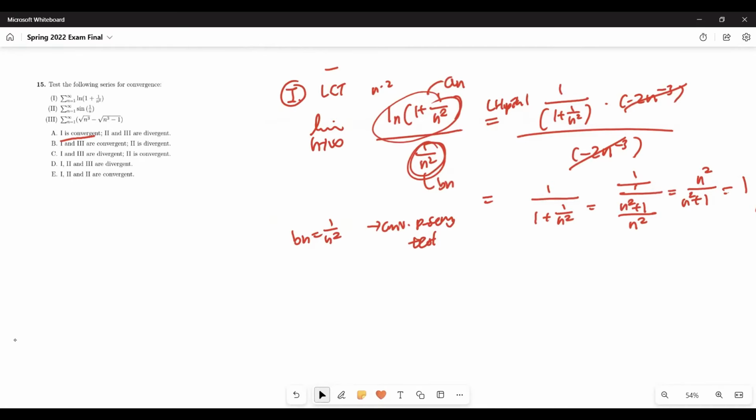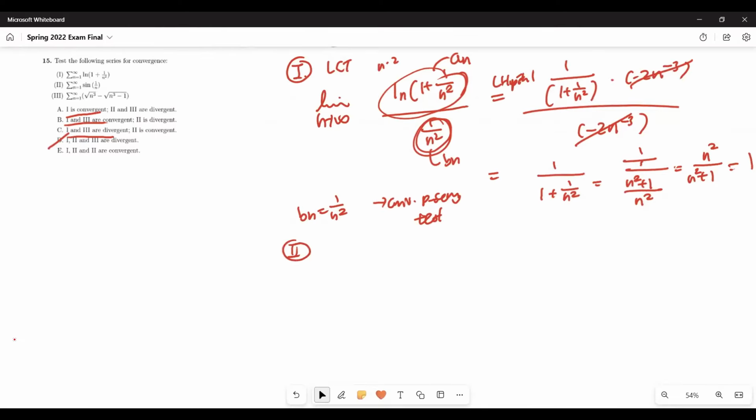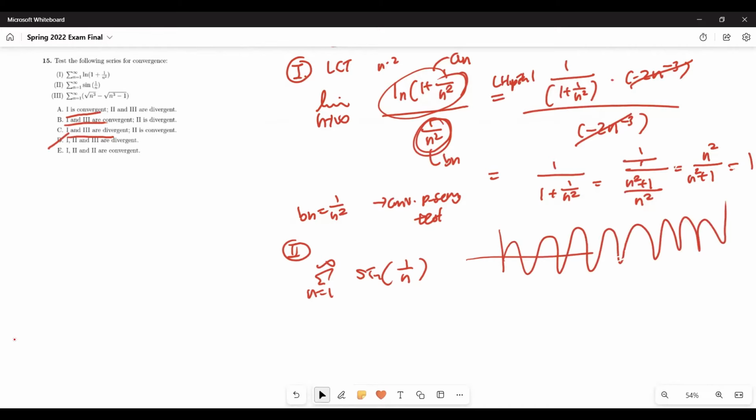That means A, C, B, and not D. Okay, cool. So the second one is the sum from n equals 1 to infinity of sine of 1 over n. If you see a trig function, it's most likely going to be divergent because it's oscillating from 0 to 2 pi. So it's going to be divergent. That makes it either A or B, basically, and it's not going to be E.